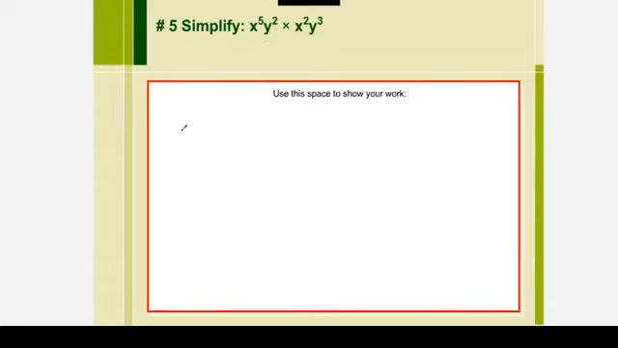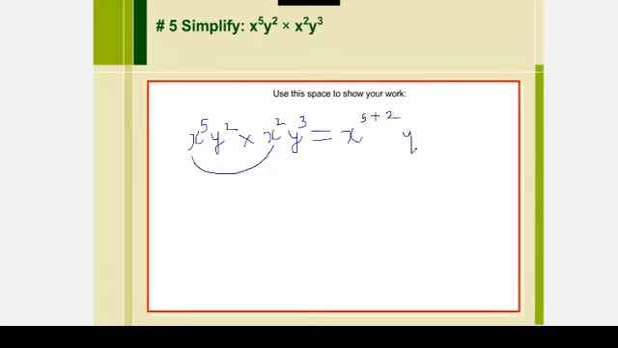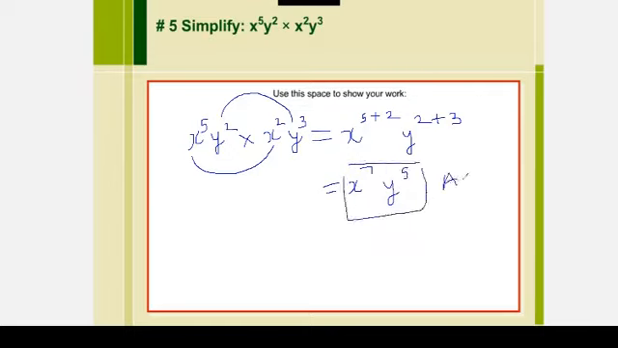Now, the given question is x to the 5, y squared, x squared, y to the 3. Now, as I already mentioned, collect the terms. X terms together. As it is multiplication, add the exponents. Collect the y's, 2 plus 3. That is x to the 7, y to the 5. That's all. This is the final answer, children.